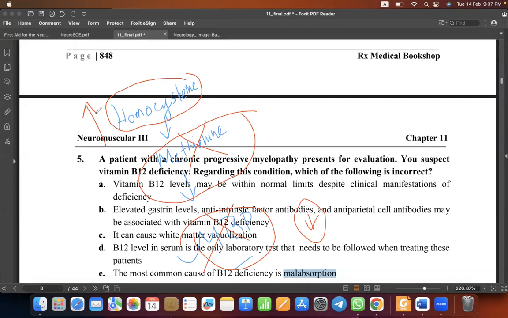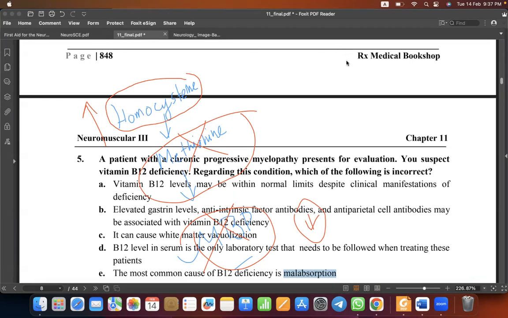Another function of vitamin B12 is that it converts methylmalonic acid to succinyl CoA. So in B12 deficiency, there will be elevation of methylmalonic acid. Whenever we get a patient with B12 deficiency, we are getting an increased amount of homocysteine and also an increased amount of methylmalonic acid. So we should remember this fact as well.